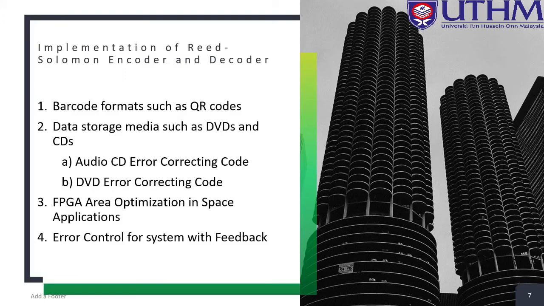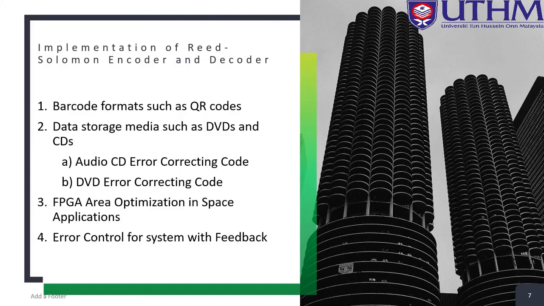FPGA area optimization in a space application. In a digital communication channel prone to burst errors, the best coding option will usually be the Reed-Solomon code. In the RS implementation, a linear feedback shift register, LFSR, was used. And the LFSR is a shift register and a feedback function. This function is used to shift the content of the LFSR around the register. It can be used in serial, parallel conversion, or to delay a bit stream.